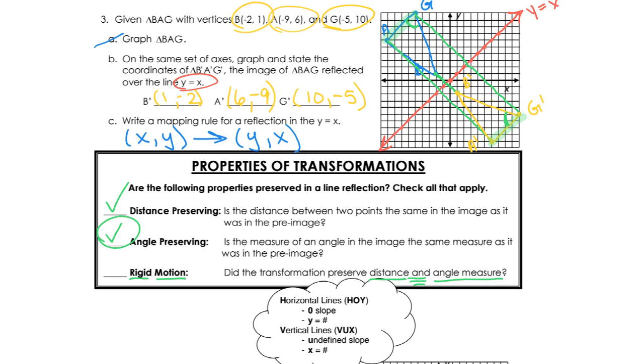Okay. Did it preserve both of them? Yes. Therefore, a line reflection is what they call a rigid motion. You're doing a motion by flipping, but the triangle stays rigid, like a dead body stays rigid, right? It doesn't really change. However your hands were when you die is kind of the same as they are hours later. They're rigid. And so the triangle stays rigid, but you're doing a motion, so they call it a rigid motion.